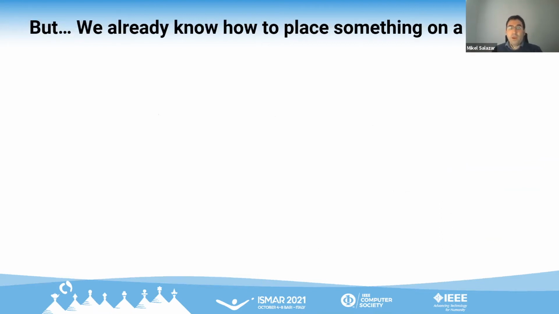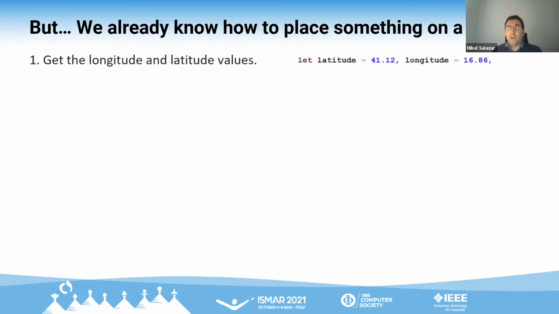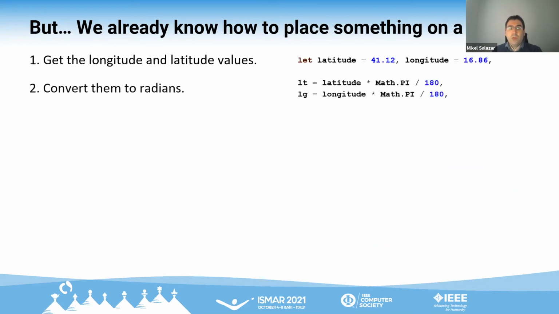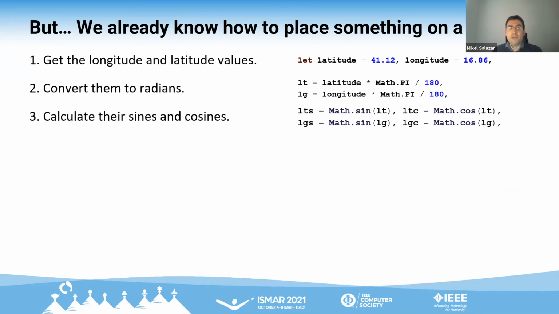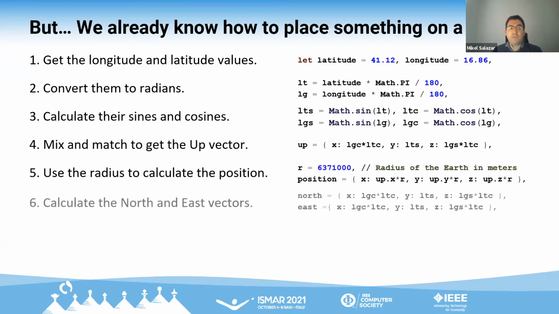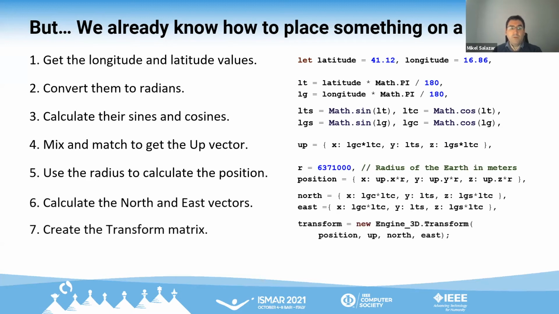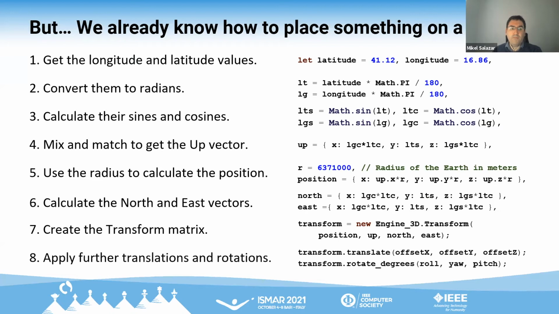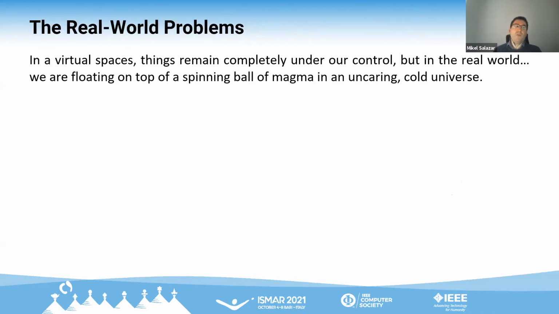You can even say that you know how to place something on top of a sphere. You only get the longitude and latitude, convert them to radians, calculate the sine and cosine, and apply basic trigonometry. With just basic operations, in one single instruction, you can generate a transform and even apply further translations and rotations, and you have placed a virtual object on a sphere. That's right, but the real world is not as perfect as a sphere.